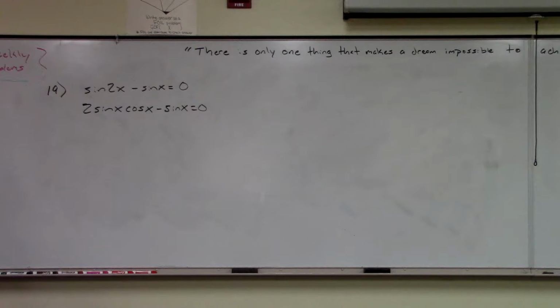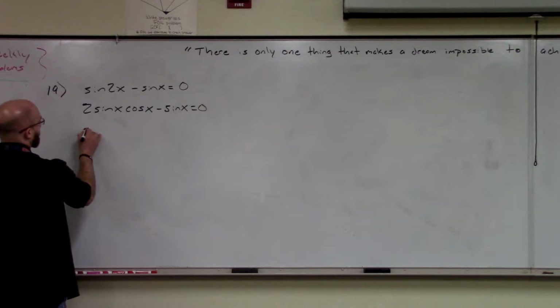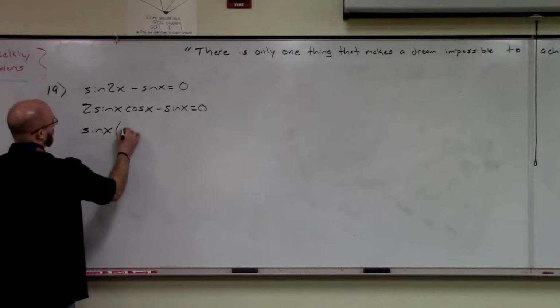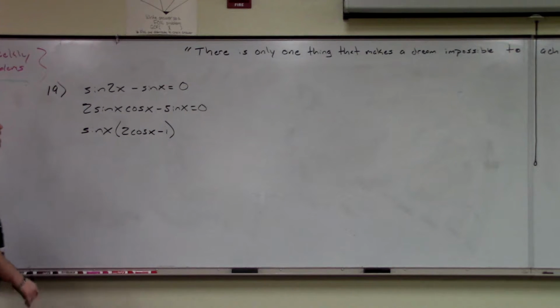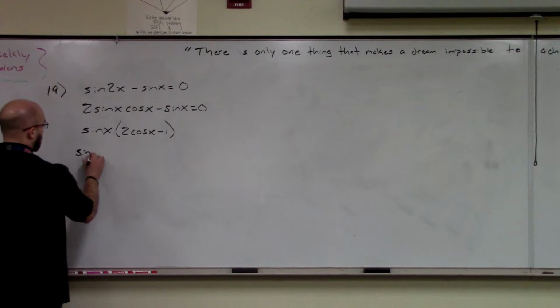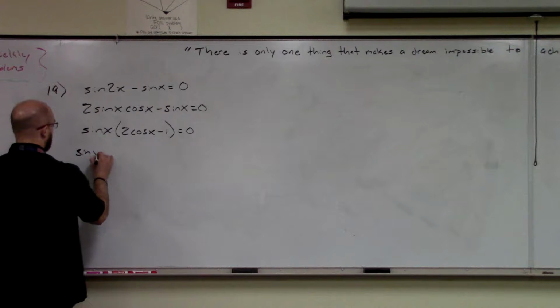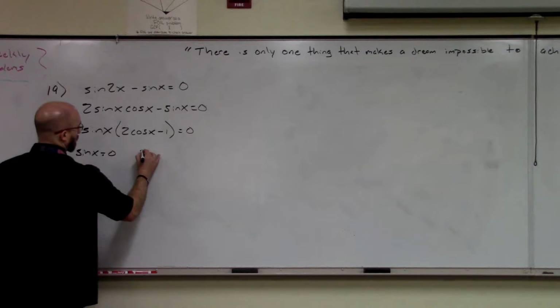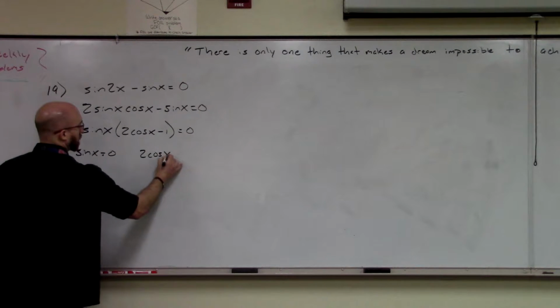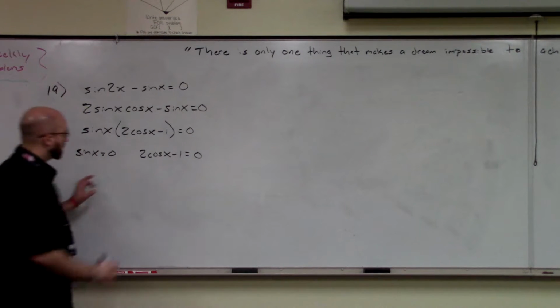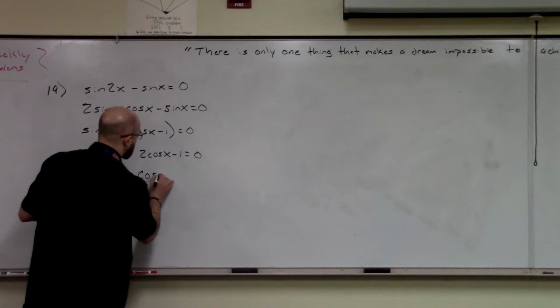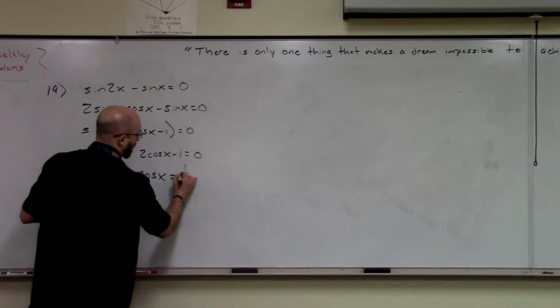From here, what do they have in common? Big common theme so far, so they have sine x in common, and we get that. Set each one equal to 0 and solve it. This one's easy, we can easily do that one in our heads. We get cosine x equals 1/2.